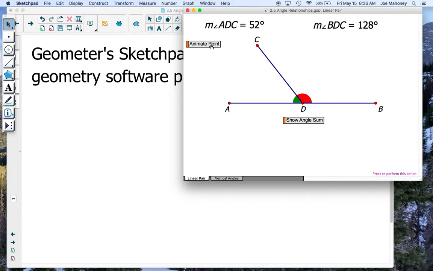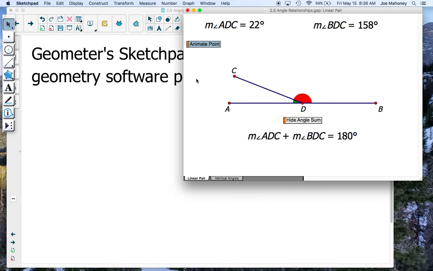And what I'm going to do is animate the point C. And that's going to move point C down to A, and then it's going to bounce back up. And notice that angle ADC is getting larger, and angle BDC is getting smaller. And then it kind of reverses itself. And the neat thing here is that while the angle is changing, the angle sum is not. So if we continually add together the angle measures, they sum to 180. So that's an important little relationship there about a linear pair.